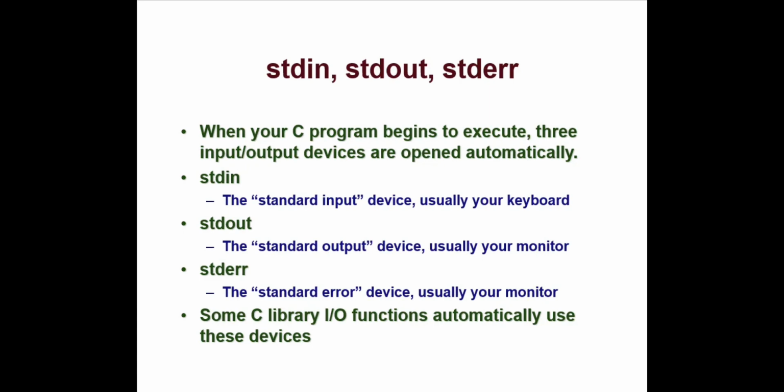Standard input, standard output and standard error. When your C program begins to execute, three input and output devices are opened automatically. The first one is the standard input, which usually uses your keyboard. The standard output uses your monitor. And the standard error, like standard output, usually uses your monitor. Some C library I/O functions automatically use these devices.